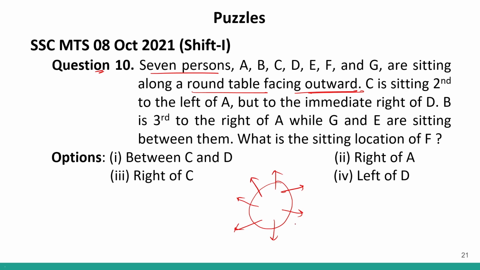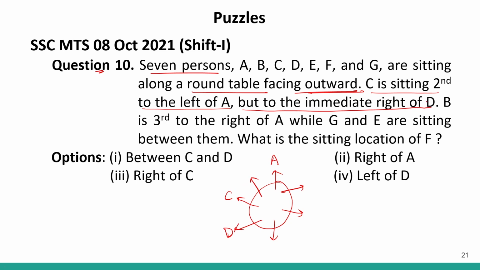7 people facing outwards. C is sitting second to the left of A. So if A is over here, second to the left of A will be this. C is sitting second to the left of A, but to the immediate right of D. That means C is sitting to the immediate right of D. D will be over here.